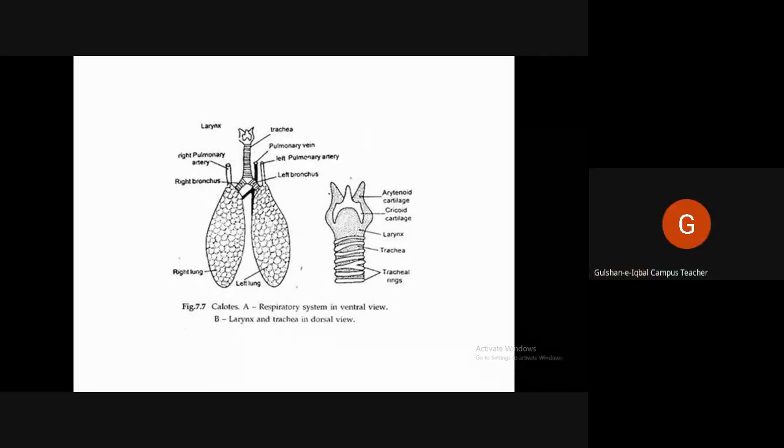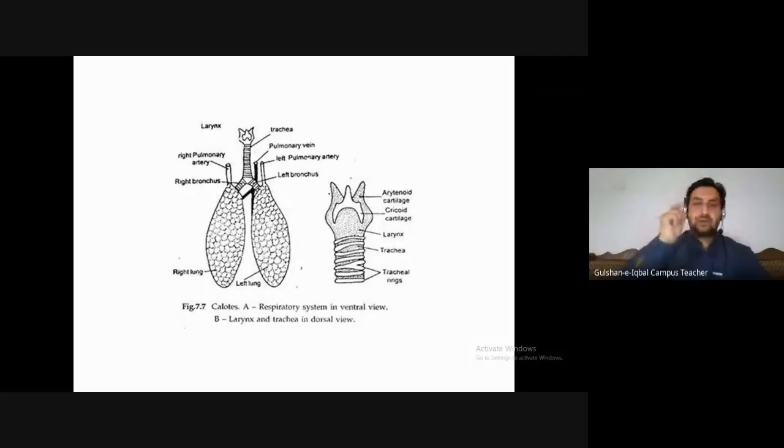So there are three types of respiration in the frog. Again, buccal respiration, cutaneous respiration, pulmonary respiration. Respiration through the lining of the mouth is called buccal respiration. Respiration through the moist skin is known as cutaneous respiration. Respiration through the lungs is known as pulmonary respiration. I hope you understand it.